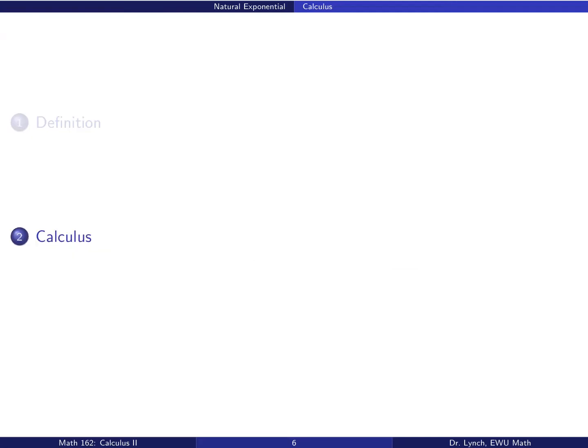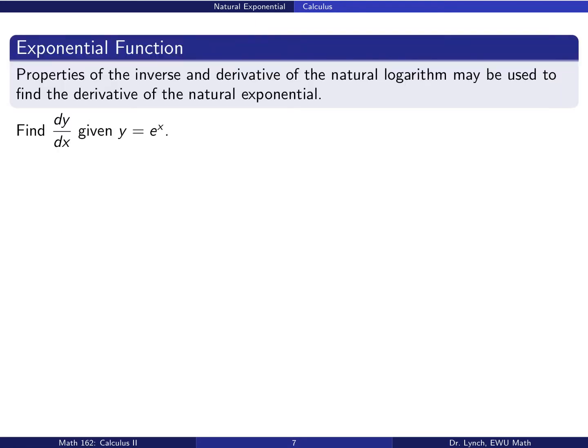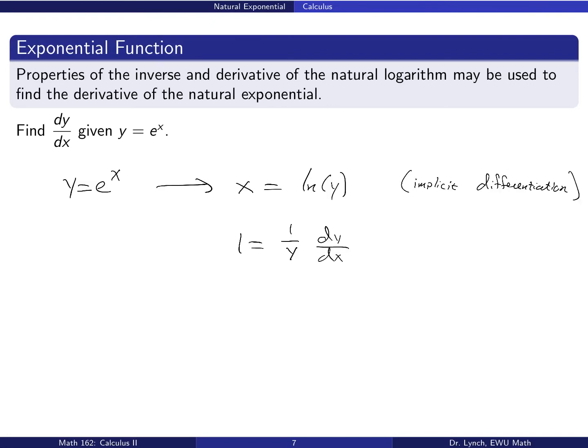Okay, let's go ahead and look at calculus on this natural exponential function. Properties of the inverse and the derivative of the natural logarithm can be used to find the derivative of the natural exponential. So we'll do this using our relationship y equals e to the x, and then the corresponding inverse relationship, which is x equals natural log of y.